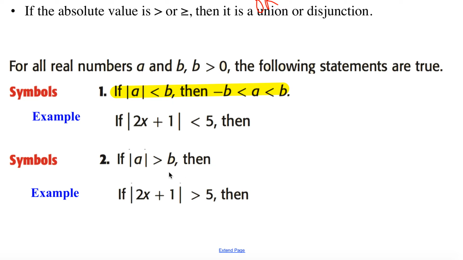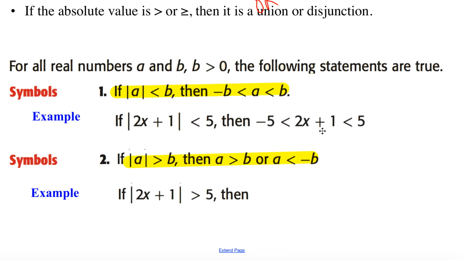The second one, if the absolute value of A is greater than B, then you have an OR statement. So if you have a greater than, then you're going to get this statement. Notice this is an AND, this is an OR. Here are your specific examples. For example, if you have this one, then you're going to get 2x plus 1 is less than 5 and it's greater than negative 5. Down here, if we have the absolute value of 2x plus 1 greater than 5, then 2x plus 1 greater than 5 or 2x plus 1 less than the opposite of 5. Okay, so that's how you're going to set them up to solve them.